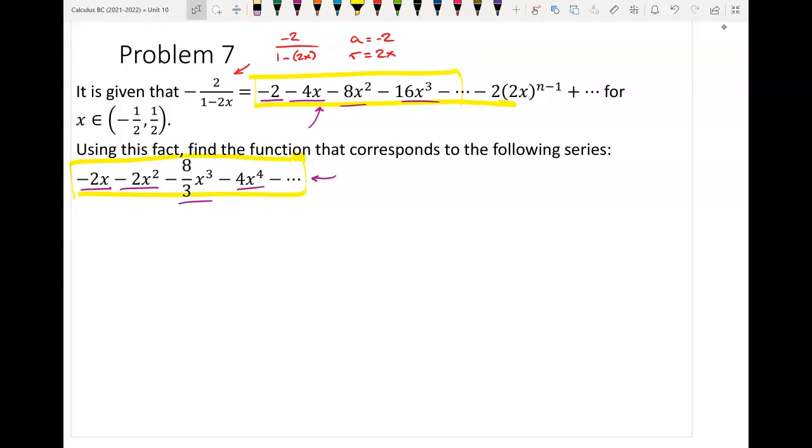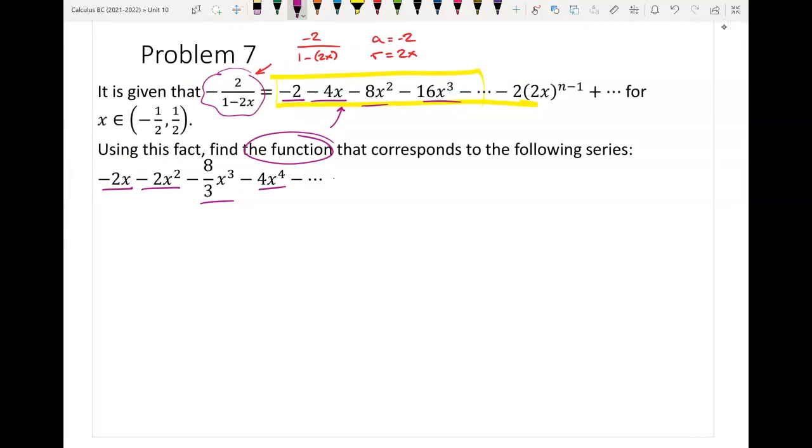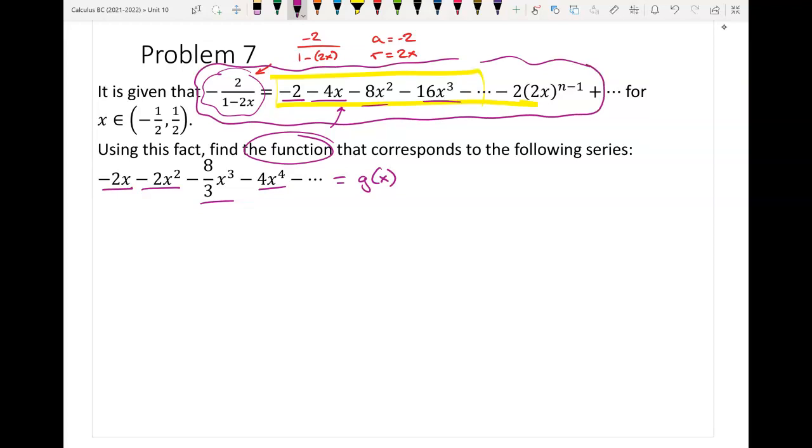Okay? So what they're meaning is they want you to find a function like this here, so that you can actually evaluate what we have. So I'm going to go ahead and call this function g of x. Why not? So then all of this up here is the derivative of g of x. That is g prime.